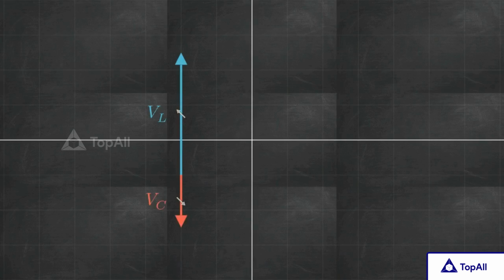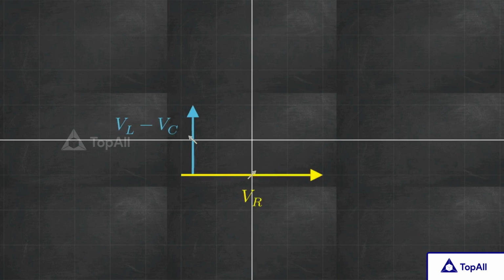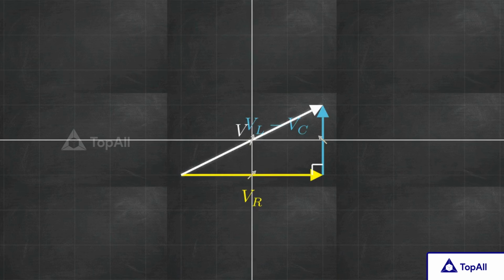We simplify this tug-of-war by subtracting one from the other to find net vertical voltage. Combining the two vertical vectors leaves a single net vertical line, representing the total reactive voltage. We connect this line to the tip of the horizontal resistor vector to form a right-angled triangle. Drawing the hypotenuse from the origin reveals the source's total voltage.